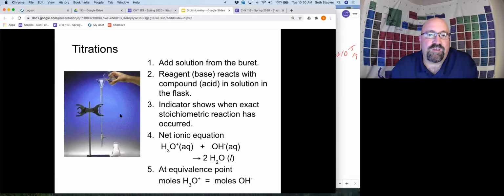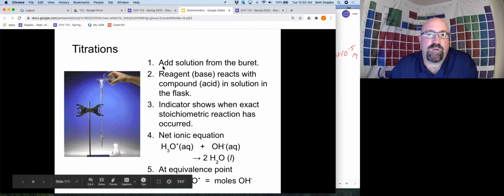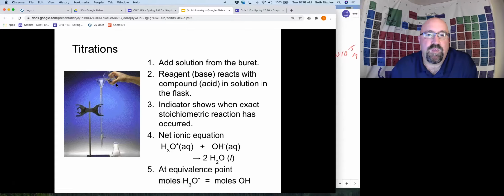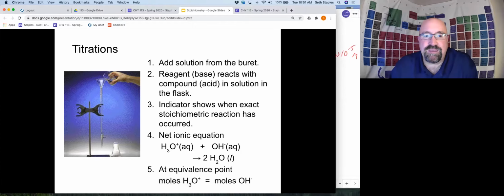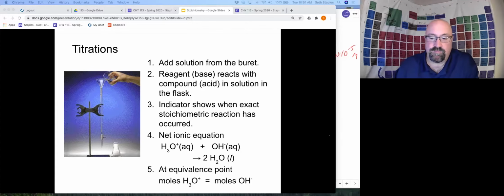And so here we have a picture of a titration, what's going on. We're going to add our solution in here. Our reagent, our base that's in our burette, is going to react with the acid that's down in our flask. An indicator will show us when the reaction is complete. And if we remember the net ionic equation between an acid and a base, it's H3O plus and OH minus gives us H2O. And at the equivalence point, when our indicator shows us the reaction is done, we've added exactly enough base to react with all the acid that was in there.